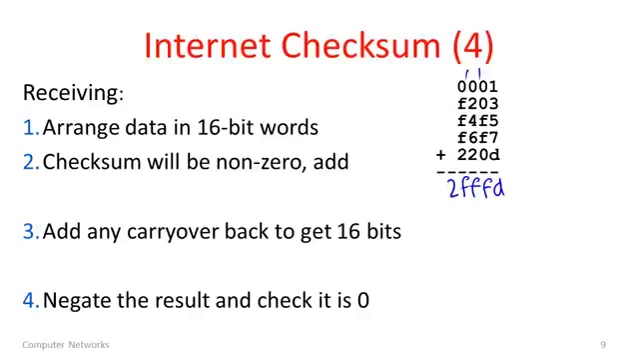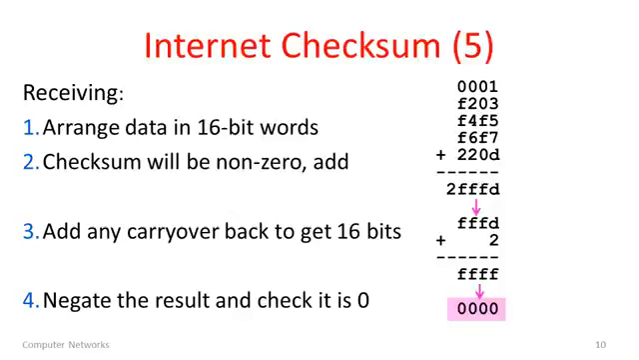Okay, now of course we've carried over, so we've got to take this high thing and add it back. So we'll just do this sum, FF, F, D plus 2. What do we get? We get F, F, F, F. Oh, this is looking good. When we complement that, we get 0, 0, 0, 0. That's correct. The checksum passes. No error was detected in this packet.